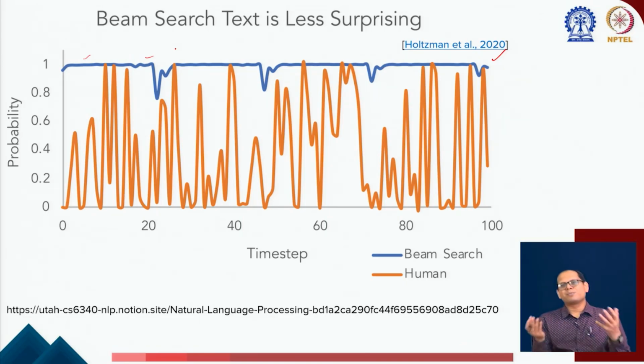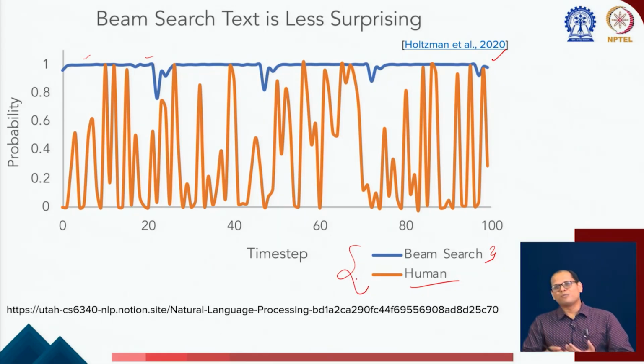So, they are very less surprising. On the other hand, if they compare it with how humans have written the text, they are not always like that. They are not always choosing the word with the highest probability. Human text is actually really surprising, much more surprising than beam search. So it is a good method of finding an optimal solution as per your probability space, but it does not always match the way humans would write. That was a very interesting finding.